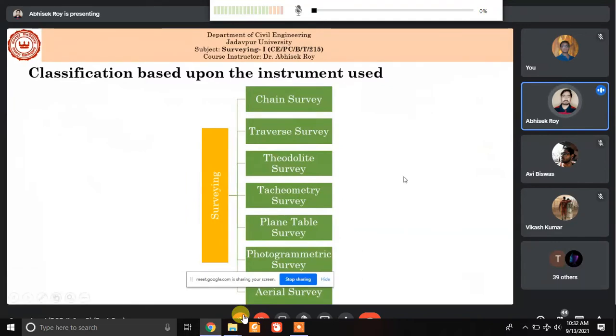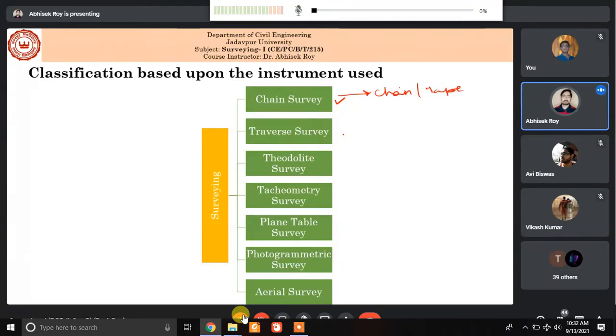Now, classification of surveying based on the instrument used. The very basic type of surveying is chain surveying, which you have almost already learned. Professor Ankush Mujumdar has discussed this part. Several types of surveying are there. Last day also we discussed that surveying can be classified into different types depending on the instrument used. Chain surveying is one type where the main instrument used is chain or tape, right?